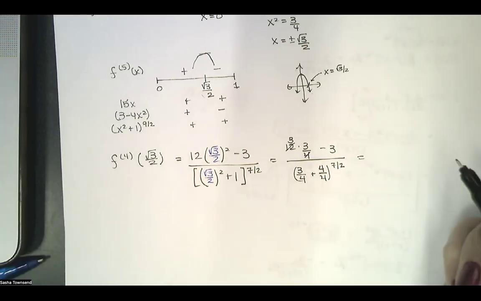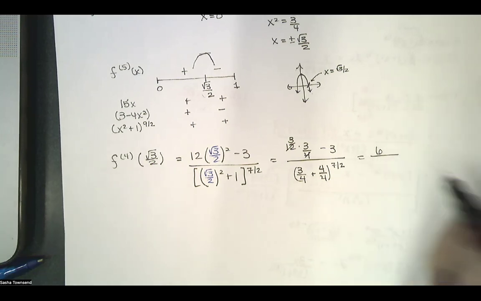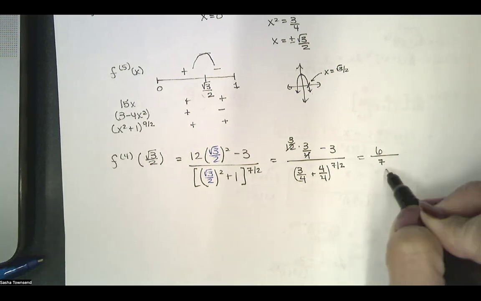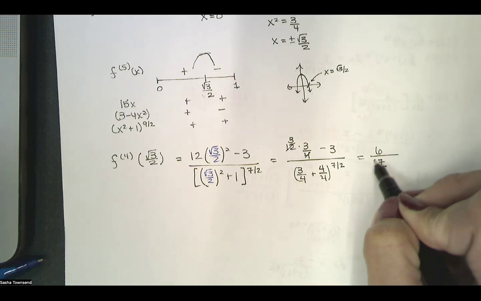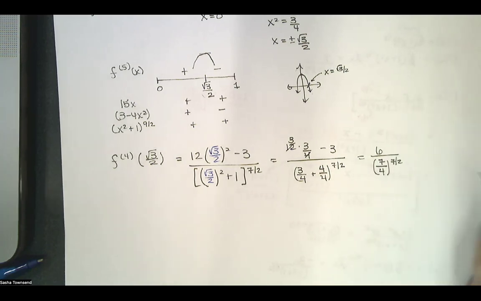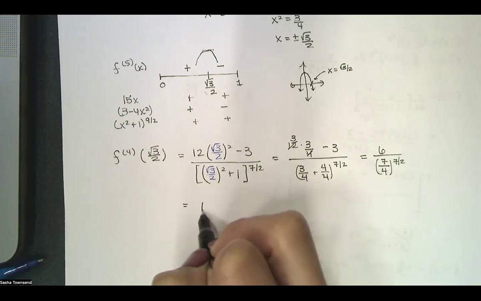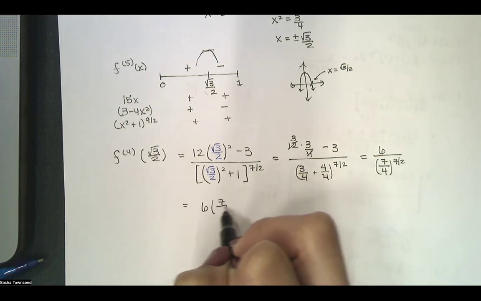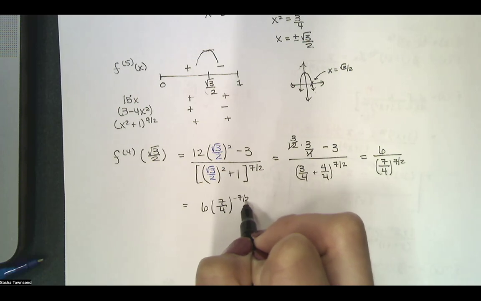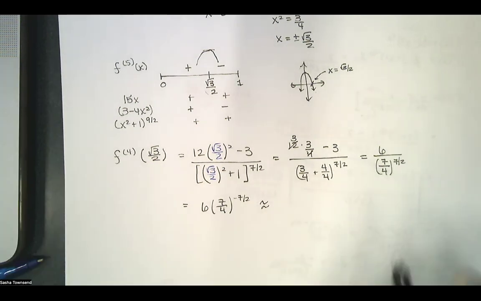So I've got 9 minus 3 in the numerator, which is 6, divided by 7/4 to the 7 halves power. I'm just going to write that as 6 times 7/4 to the negative 7 halves power. I'm not going to worry about simplifying it. I'll find out what that is. And that should be the maximum value of our function on the interval of interest.